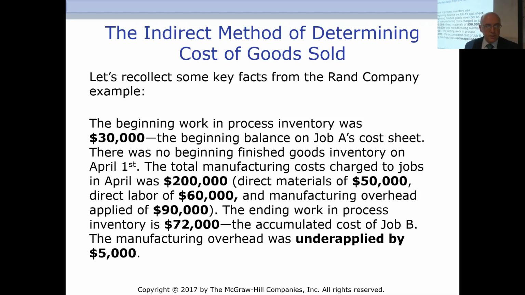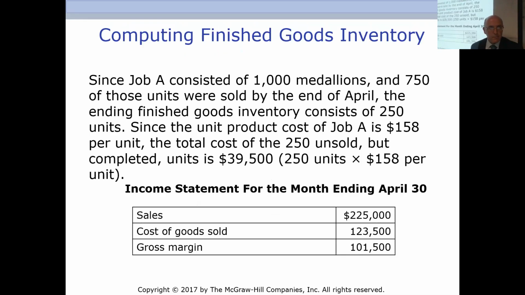The ending work in process inventory is 72,000, the accumulated cost of Job B. Manufacturing overhead was underapplied by 5,000. Since Job A consisted of 1,000 medallions and 750 of those units were sold by the end of April, the ending finished goods inventory consists of 250 units. They had 1,000, they sold 750, which means they did not sell 250.